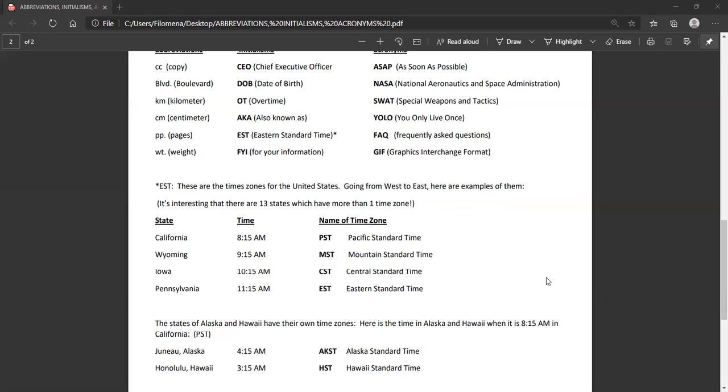As we said, the United States is a huge country, different time zones. So when you travel from the East Coast to the West Coast, you pick up 3 hours. When you come back, you lose 3 hours.